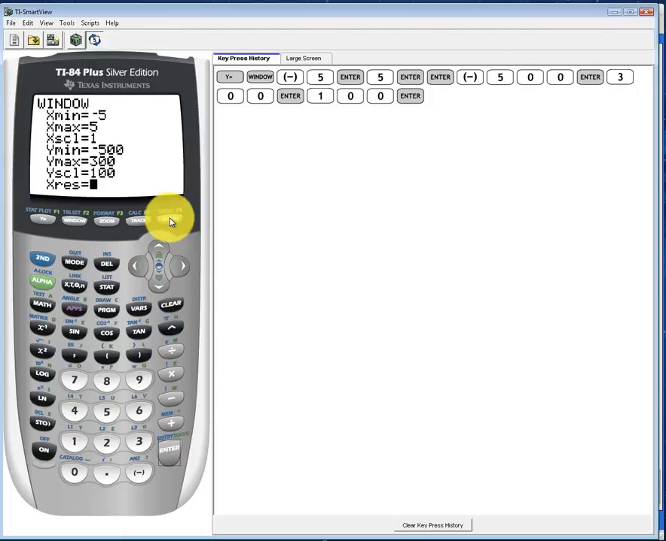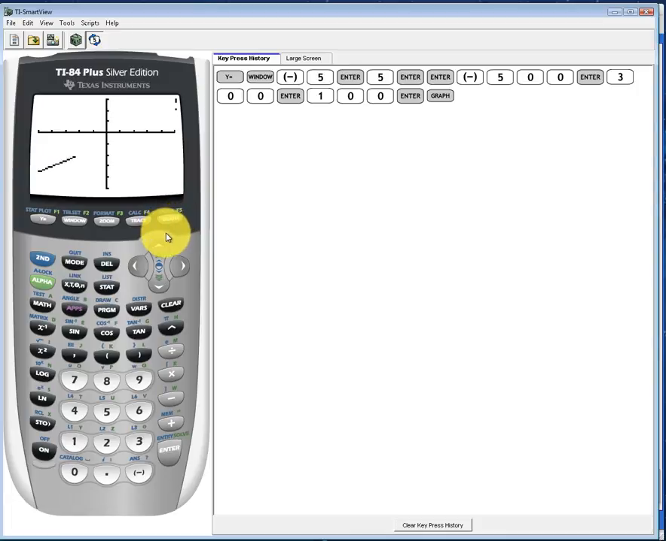And now let's look at our graph. Along the x-axis, you'll notice that this goes from -5, -4, -3, -2, -1, 0, 1, 2, 3, 4, 5. And along the y-axis, this goes from -500, -400, -300, -200, -100, 0, 100, 200, 300. So you can see the entire graph on the calculator.